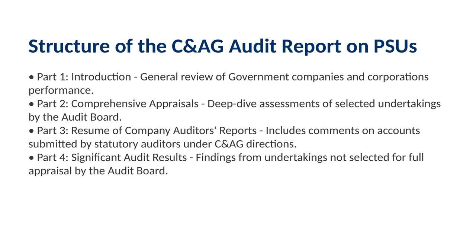These are deep dives into selected undertakings conducted by the Audit Board. Third, the report includes a resume of the company auditors' reports. Remember, these statutory auditors submit their reports under the directions of the C&AG, and this section includes comments on the accounts of those government companies. Finally, the report covers significant results from the audit of undertakings that weren't selected for a full appraisal by the Audit Board.